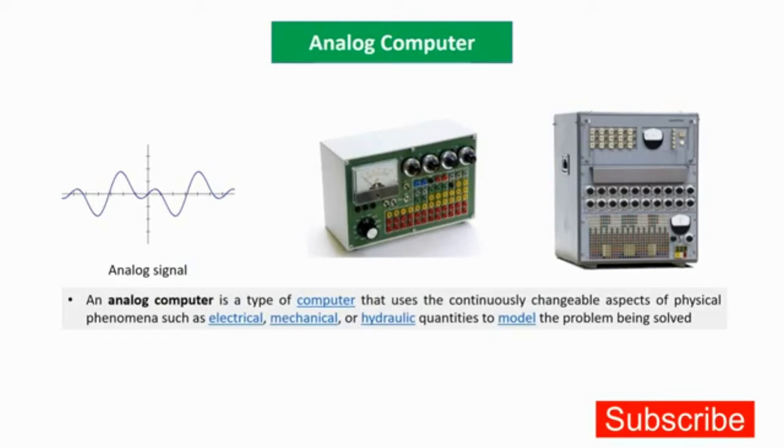Okay, so analog signal is not very accurate as far as the definition is concerned. An analog computer is a type of computer that uses continuously changeable aspects of physical phenomena such as electrical, mechanical, or hydraulic quantities to model the problem being solved. Such computers are meant to interact with the environment. If you want to check the weather conditions, or anything that interacts with the environment, or with human bodies or any forms of bodies, it can interact. So if you want to know the pulse of a person, over there also an analog computer works.